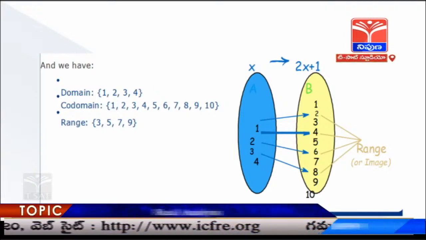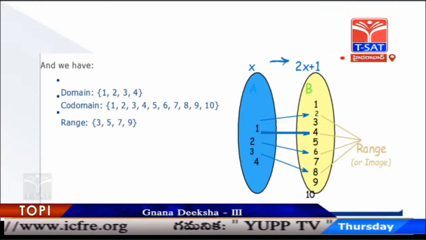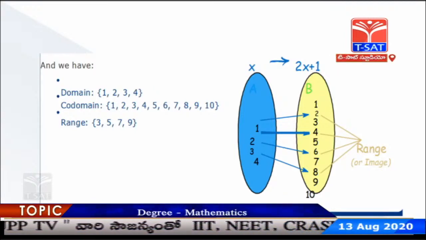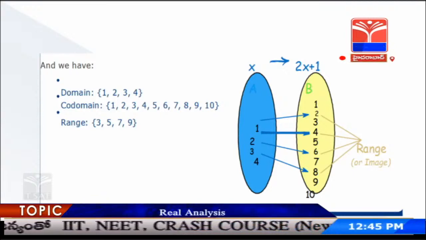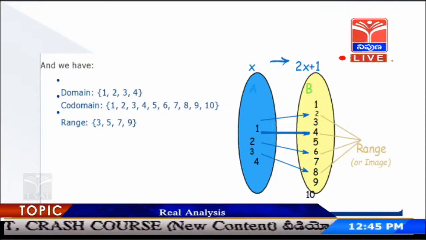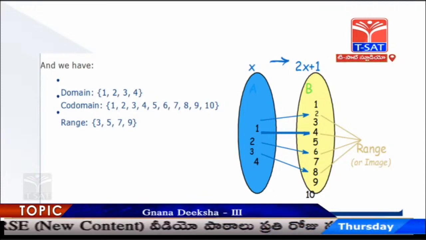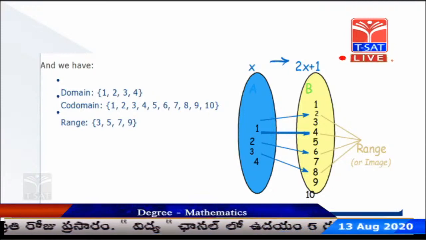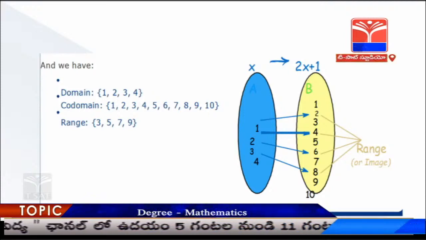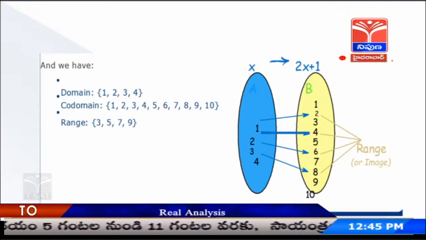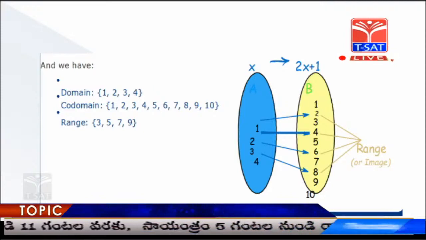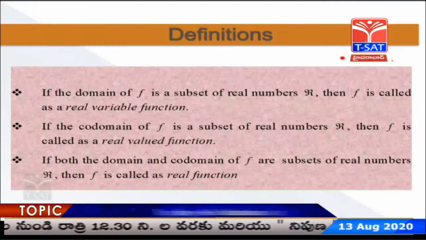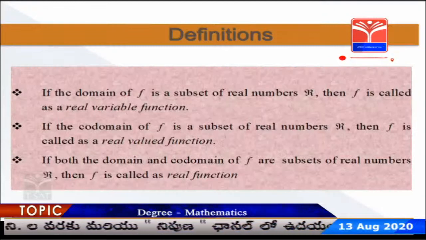So, taking the difference between the codomain and the range, the main difference is that the codomain is the total set B, whereas the range takes only the image set of all elements. Whenever the range is equal to the codomain, you can say it is called an onto function. If the range is a subset of the codomain, then you can say it is an into function. Now, coming to some simple definitions of different types of functions.